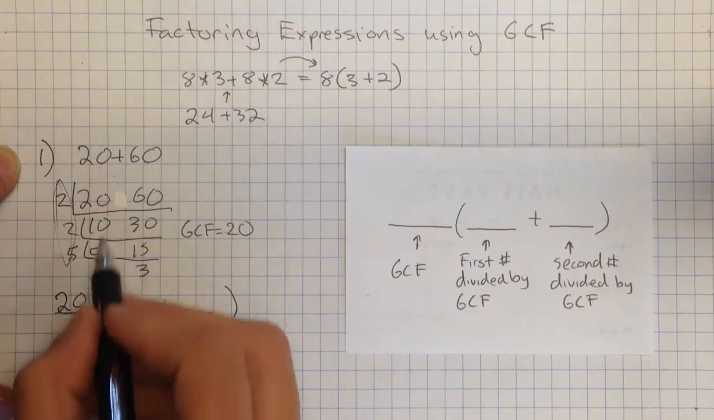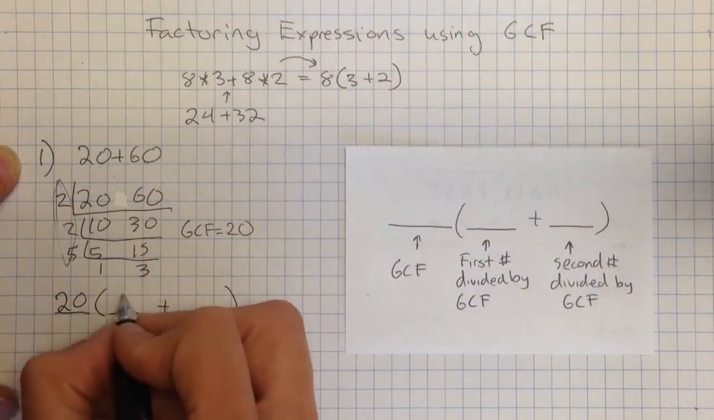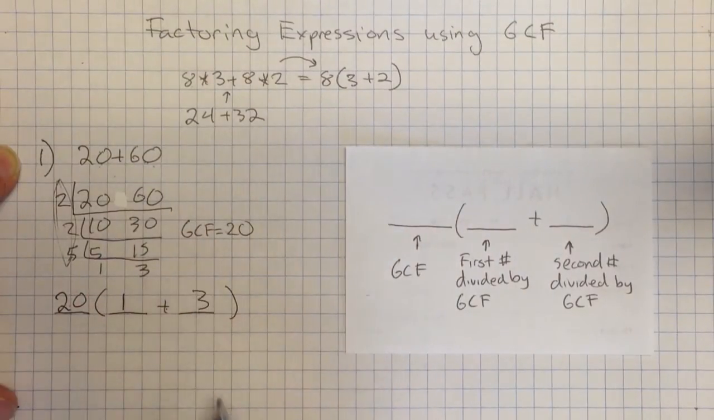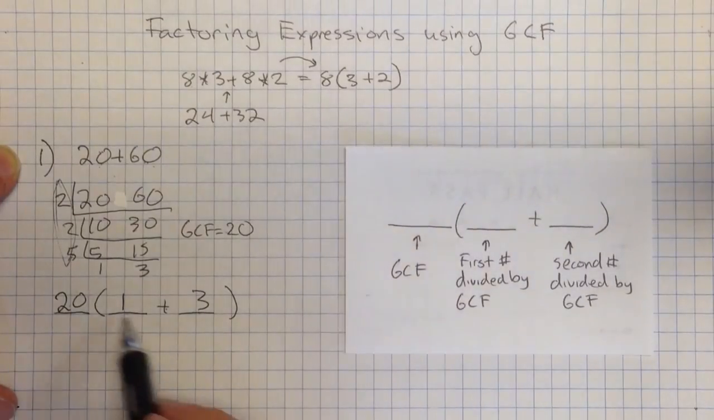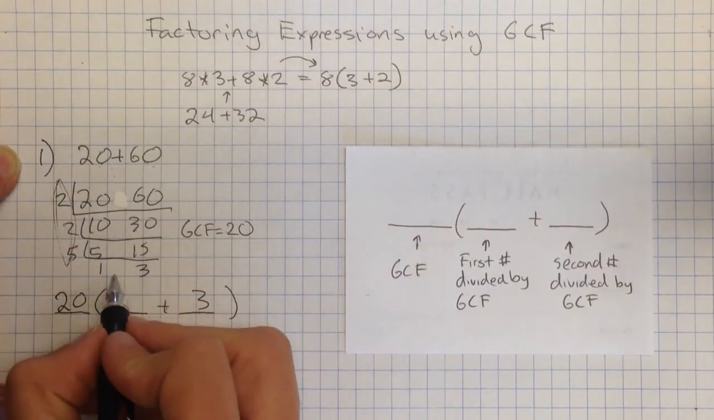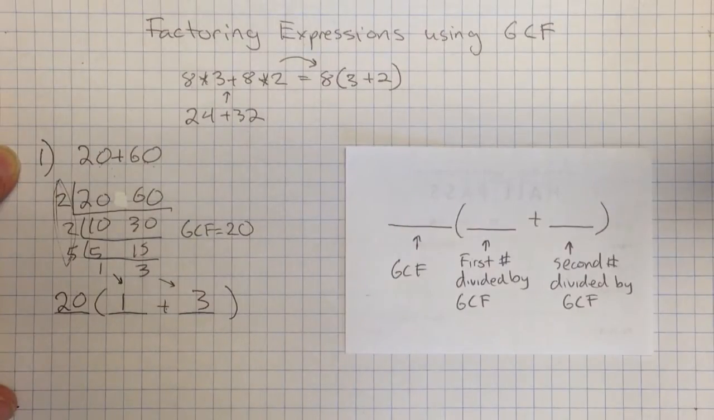So that's like saying 20 divided by 20. So this first number divided by the GCF, that's going to give us 1. 60 divided by 20, that's going to give us 3. Okay, so this is where these numbers came from. So this means the same thing as this. Now if you've noticed, you'll see that the 1 actually came right down and the 3 came right down. So if you're using the cake method, it's actually pretty quick to transfer that.